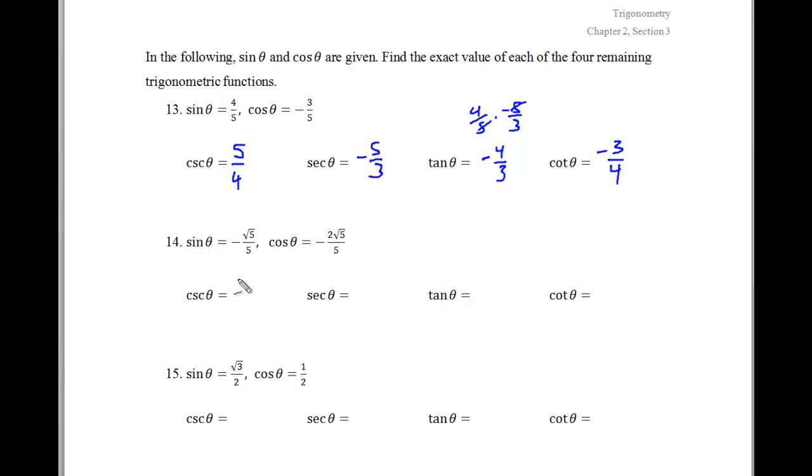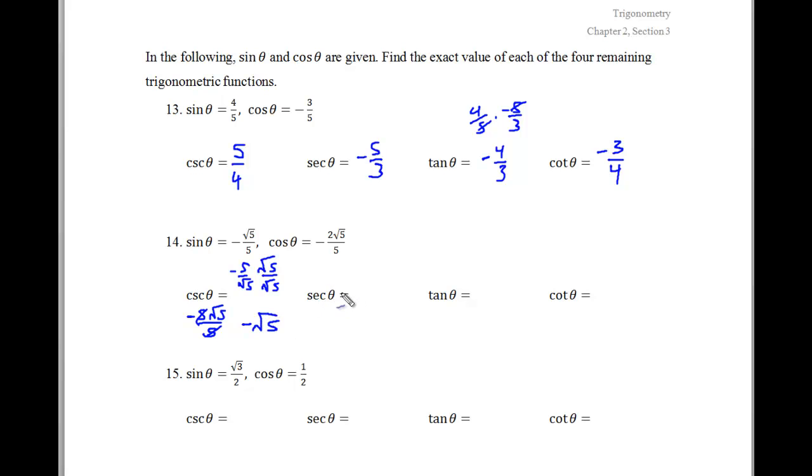The cosecant here is going to be, we're going to flip the sine on its head, so this is going to be negative 5 over square root of 5. Of course, we're going to rationalize the denominator, square root of 5 over 5. The numerator then becomes negative 5 square roots of 5 over 5, so we simplify that. The cosecant is negative square root of 5.